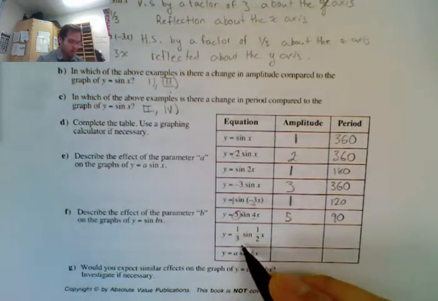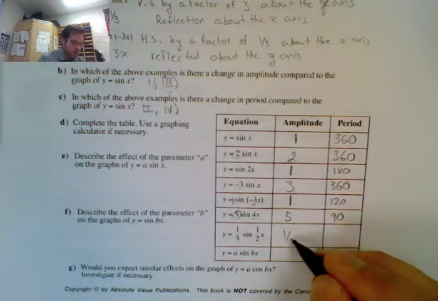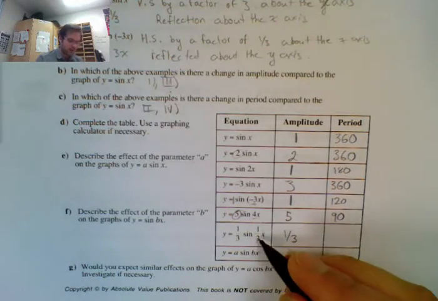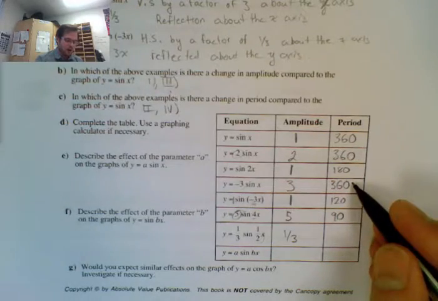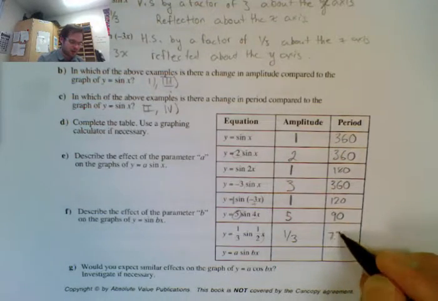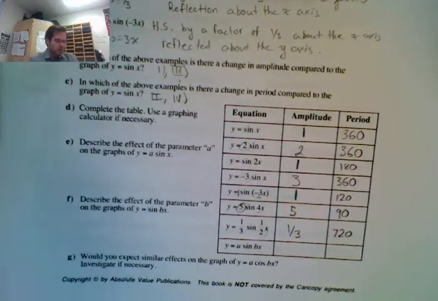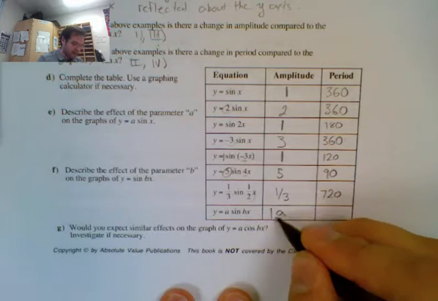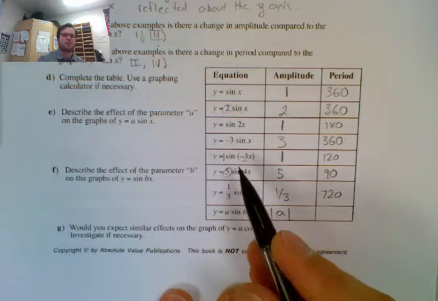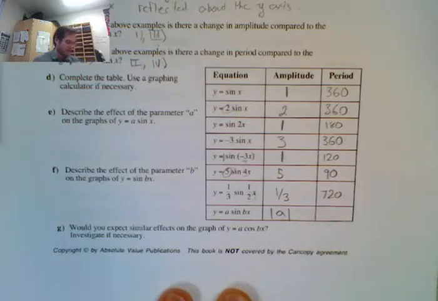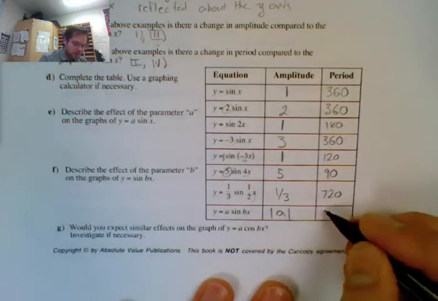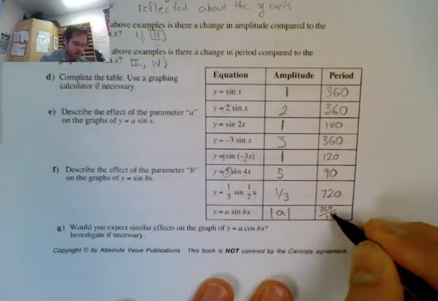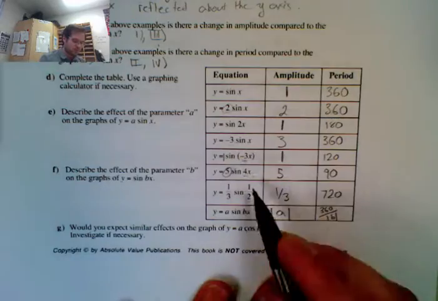Next here we have 1/3, so that's going to be my amplitude, and we have 1/2 there, so that's going to be like 2 times 360, which is going to give me 720. So now when we're looking at A sin B, my amplitude is always my absolute value of A, because it doesn't matter if it's negative or positive. And my period is always going to be 360 divided by the absolute value of my B value.